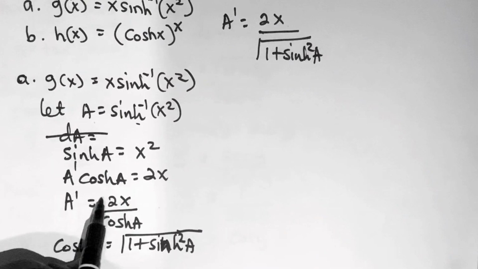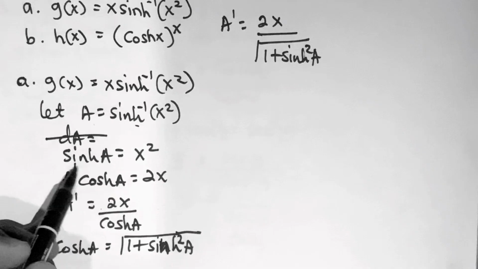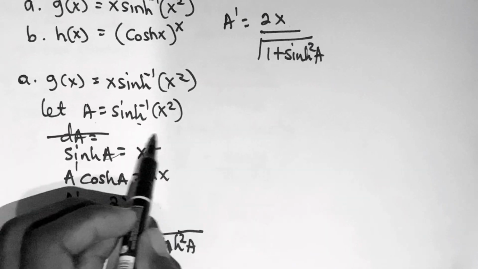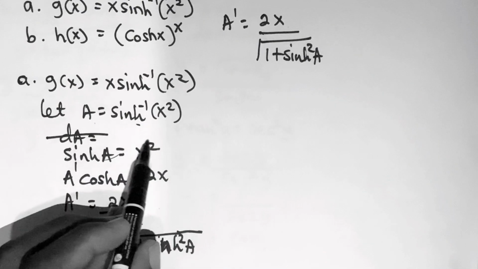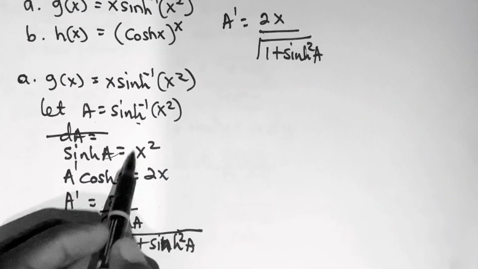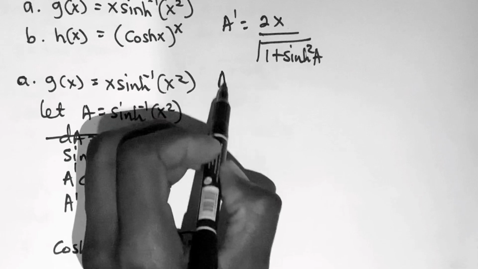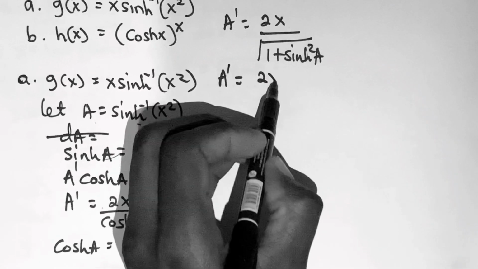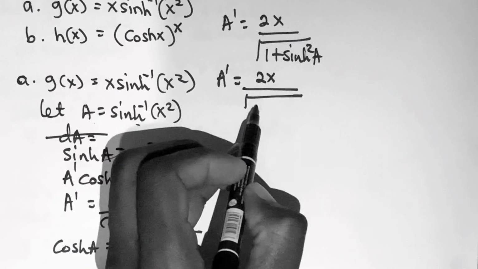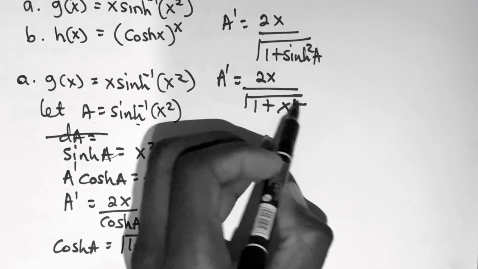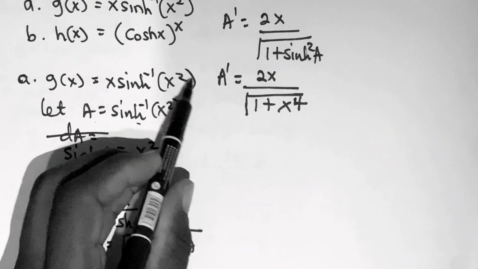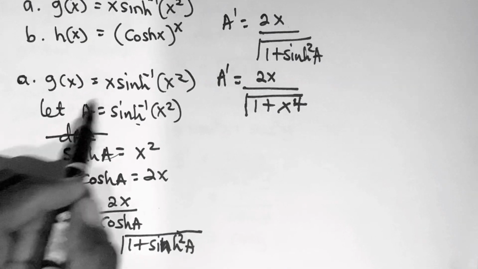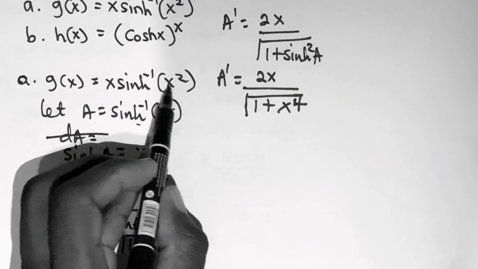But then remember we said that sinh a is equal to x squared. So hyperbolic sine squared a becomes x squared all squared, which becomes x exponent 4. And therefore a prime is equal to 2x divided by square root of 1 plus x exponent 4. So now we have found the derivative of sinh inverse of x squared.